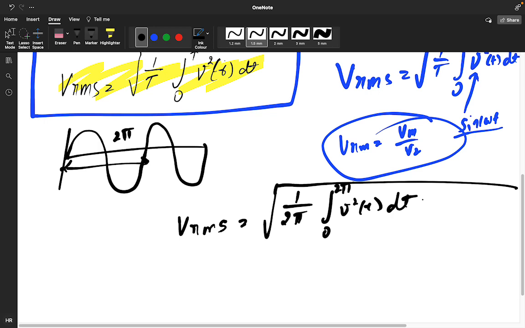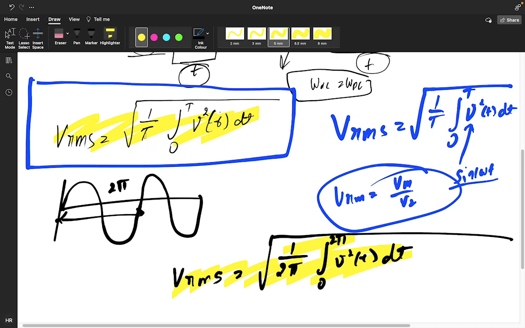Everyone, it's clear? Vaishnavi, for you it's clear? Yes, sir, clear. Okay, so remember this formula. It's very important. Vrms is root under 1 by T, integral 0 to T, v square of t into dt.